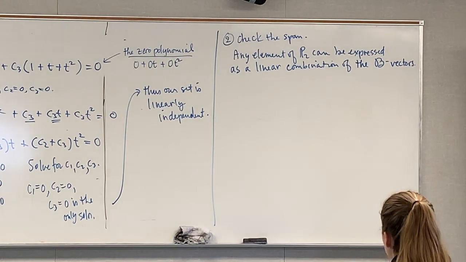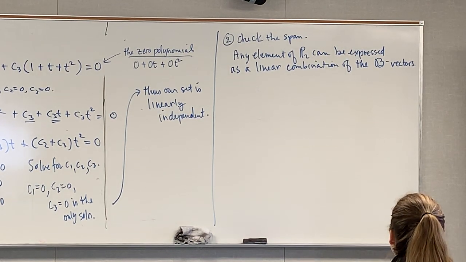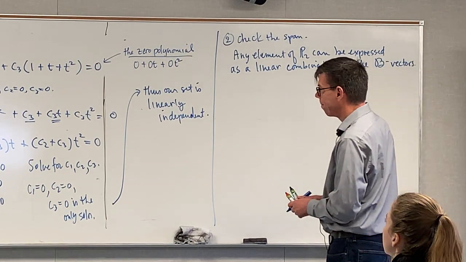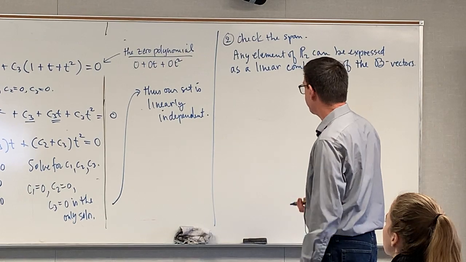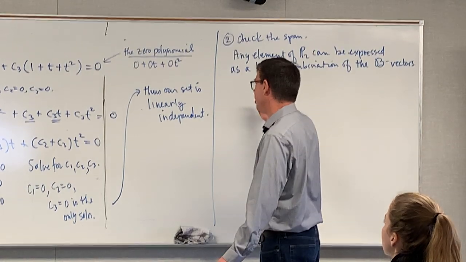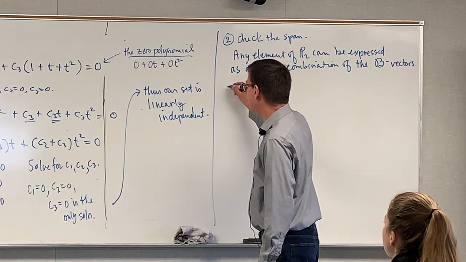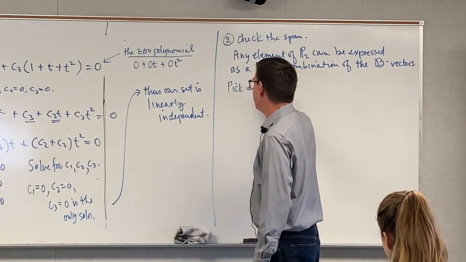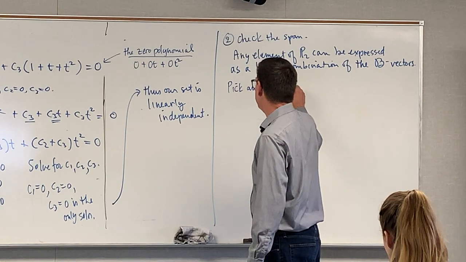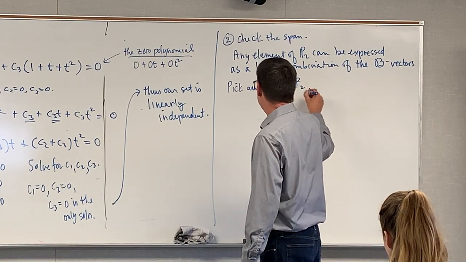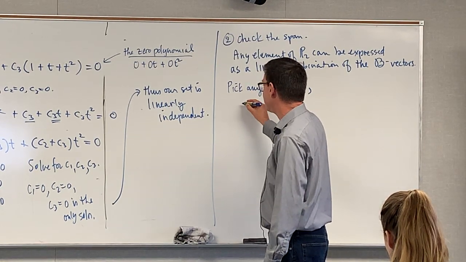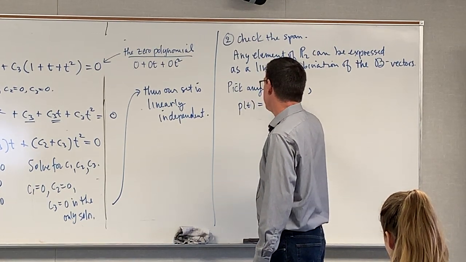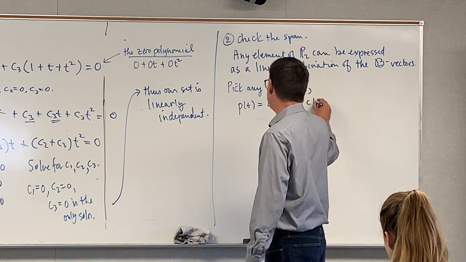So how would we say that? Now, again, notation. Pick any polynomial in P2. I might describe it as p(t) equals a plus bt plus ct squared.